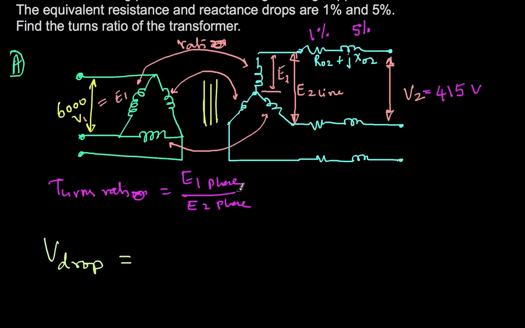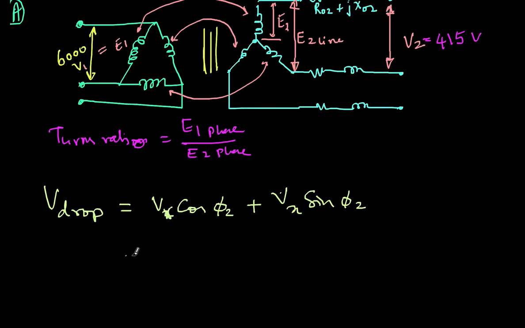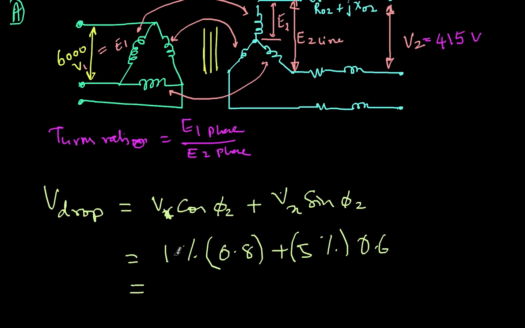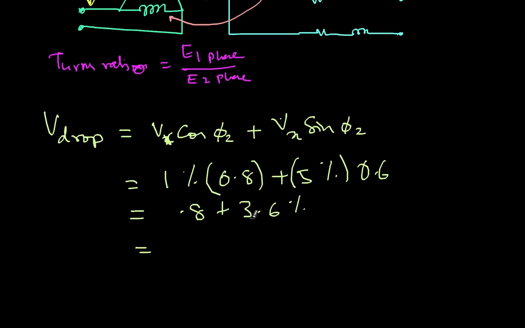So the voltage drop is nothing but Vr cos phi 2 plus Vx sin phi 2. Vr and Vx values are given as 1% and 5%. These are actually per-phase voltages. So that is nothing but 1% into 0.8 plus 5% into 0.6. This is 0.8%, 5 into 6 is 30, so 3.6%. So 4.4% is the voltage drop.